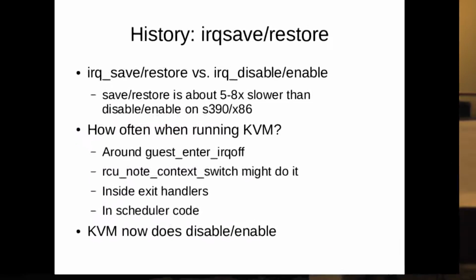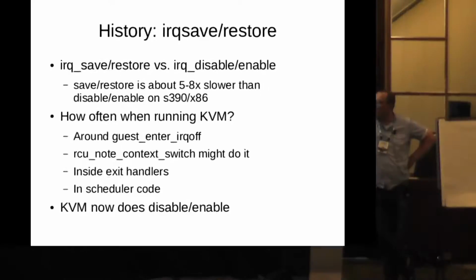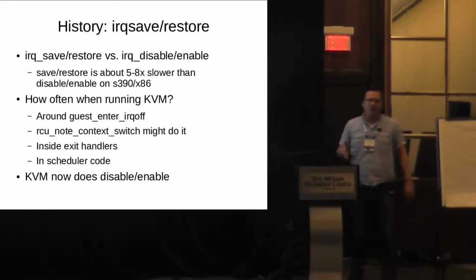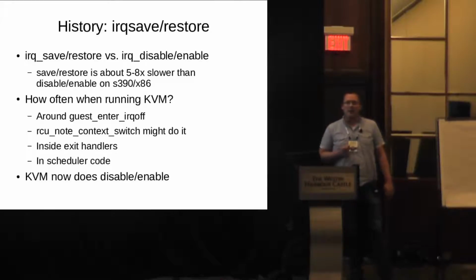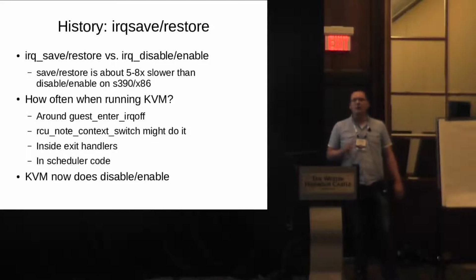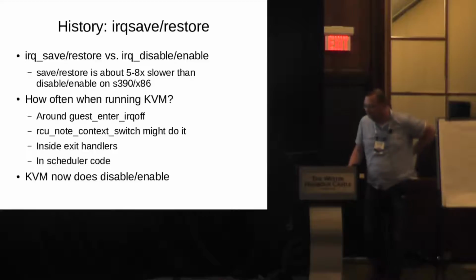Another thing that I found out during that time: IRQ save and IRQ restore is much, much more expensive than IRQ disable and enable. In my case, it's a factor of 5 to 8, but on other hardware levels, I have even seen a factor of 20. So whenever you know in which context you are, don't use IRQ save, use IRQ disable and enable. It's really faster on most CPUs.